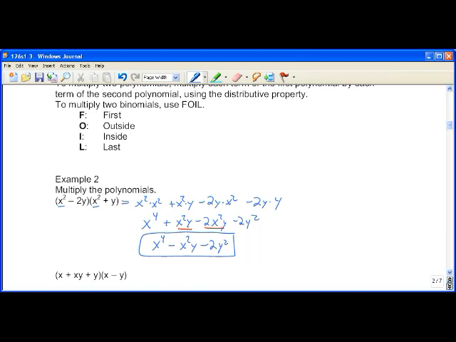So that was foiling. And that works. We have two terms, a binomial times a binomial, two terms times two terms.